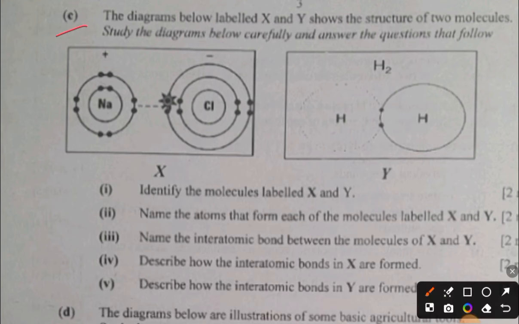So we are on the C. The diagrams below, X and Y, show the structure of two molecules. Study the diagrams carefully and answer the questions that follow. So this question has to do with bonding. Identify the molecules labeled X and Y. You can see the symbols over here. So we know that this is sodium chloride. That's the name, sodium chloride. And for this, it's hydrogen molecule. So sodium chloride, and then hydrogen molecule for this.